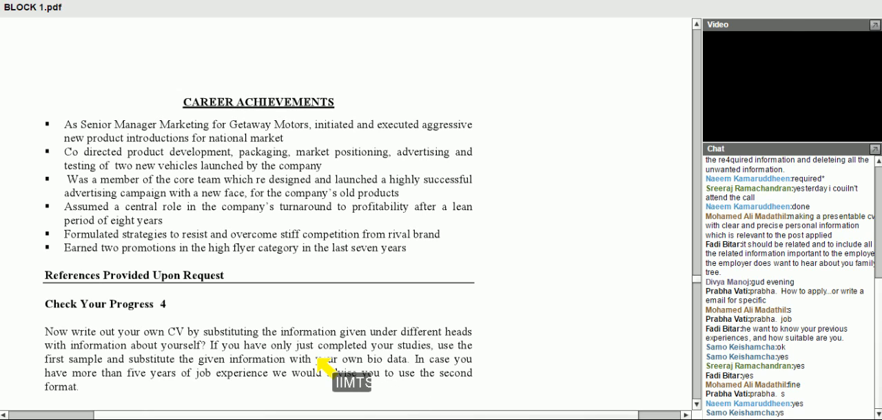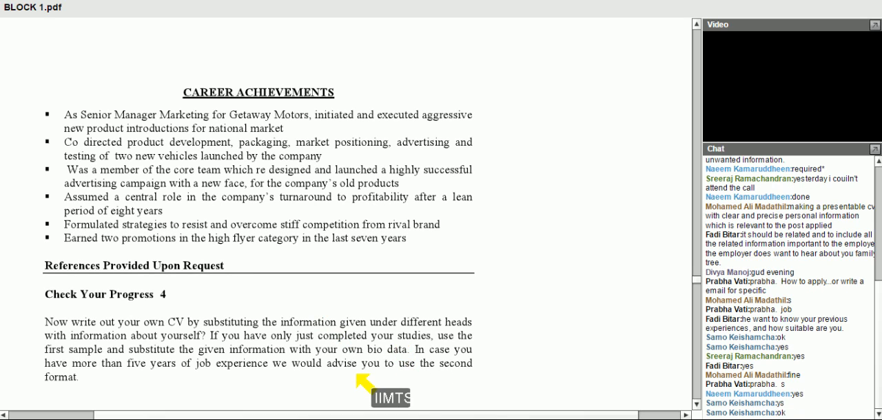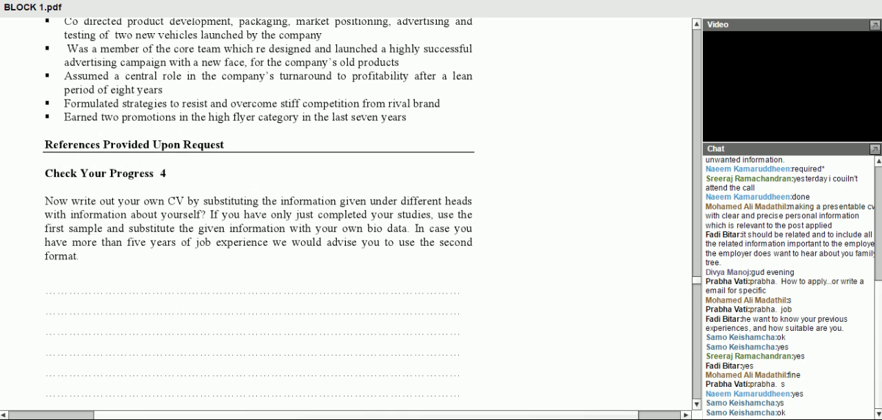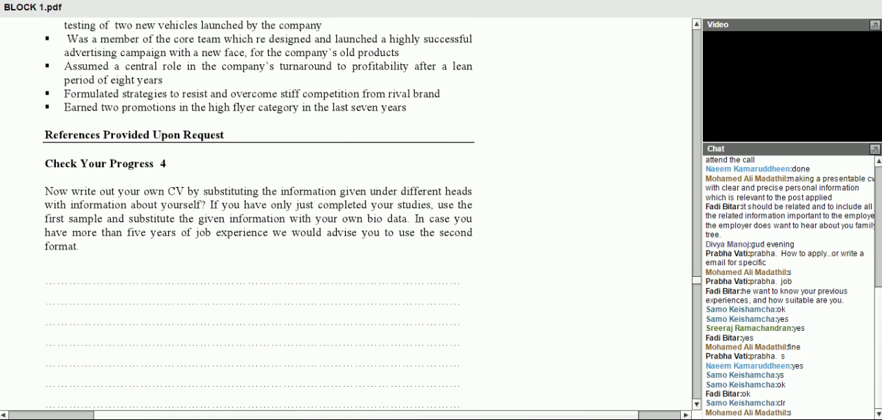If you have only just completed your studies, use the first sample and substitute. See, if you are a fresher, use the first CV which we have learned yesterday. Use the format in the CV which we have learned yesterday. If you are an experienced candidate, you have to use the format in this resume. In case you have more than 5 years of experience, we would advise you to use the second format. Fine? Is it clear? Naeem, Fadi, Prabhavati, Sriraj, Divya, Manoj, Samu and Mohammed, please let me know in the chat box. Yeah, so just write it down.